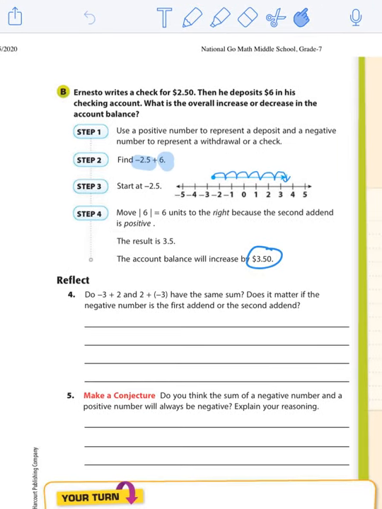All right, so let's reflect on this a little bit. We have negative 3 plus 2 and 2 plus negative 3. Do they have the same sum? It doesn't matter if the negative number is the first addend or the second addend. This is actually called the commutative property, which does apply to addition. So they do have the same sum.